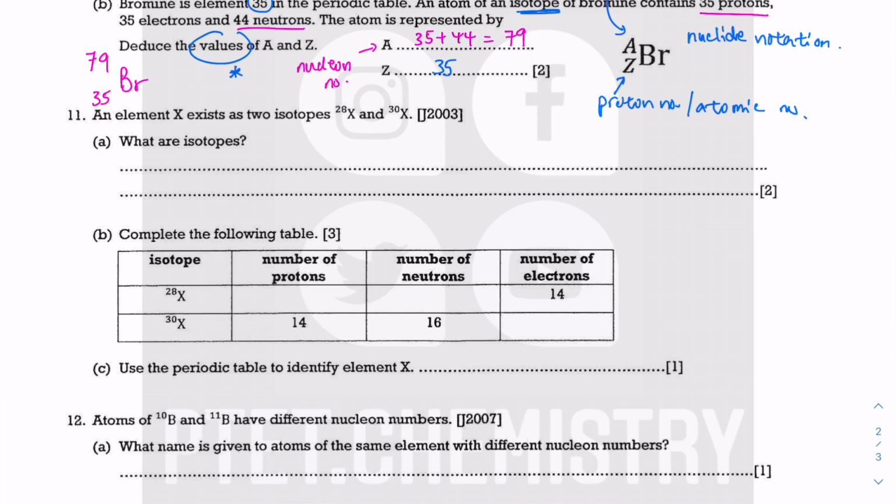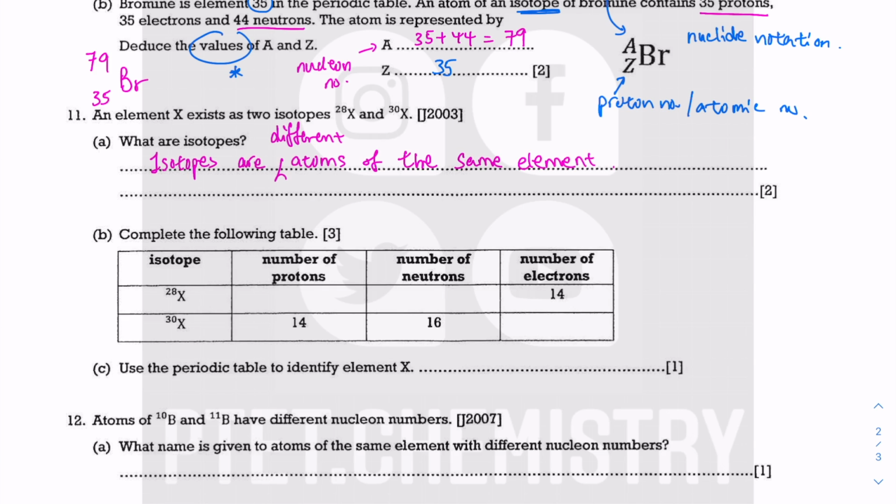Okay, so next bit is to do with the definition of isotopes. So isotopes are atoms of the same element. In fact, they are different atoms. They are not the same atom. They are different atoms of the same element. What do they have?